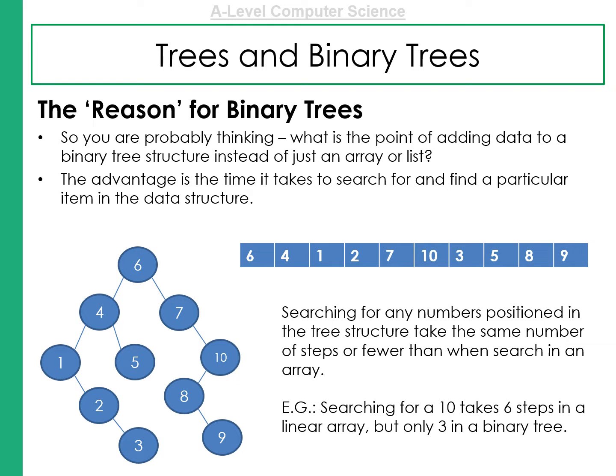So we need to think about why would we use a binary tree? Well, first of all, it takes a much shorter amount of time to actually search for a data value. If we're searching for a value 10 in the array shown on this screen, we're going to have to take 6 steps to find it using a linear search. But in a binary tree, it's only going to take 3 steps. Now look at this array. It's unordered.